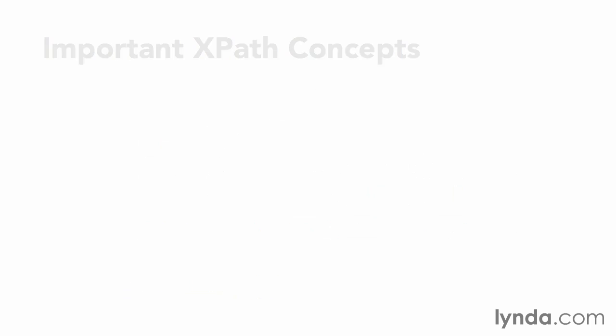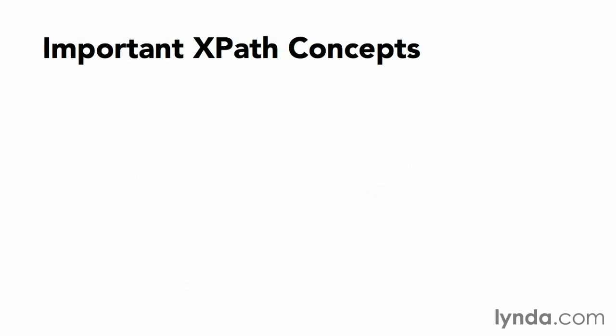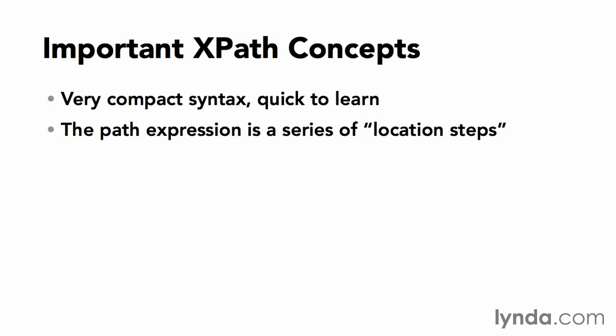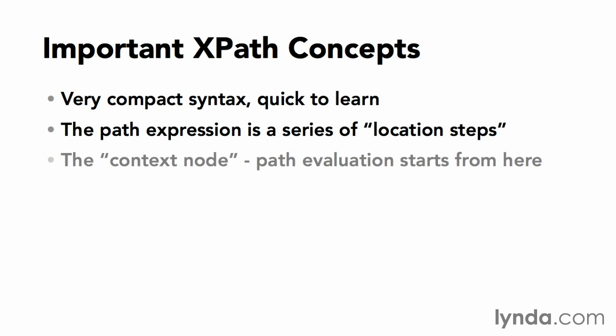Let's review some important XPath concepts, and then we'll take it out for a drive, because learning about XPath, probably the best way is just to do it. XPath is a very compact syntax, and it's pretty quick to learn. The path expression is a series of what are called location steps. So for example, when I wrote /html and then /body, each one of those is a location step through the document. There's something called the context node. That's where the path evaluation starts from.